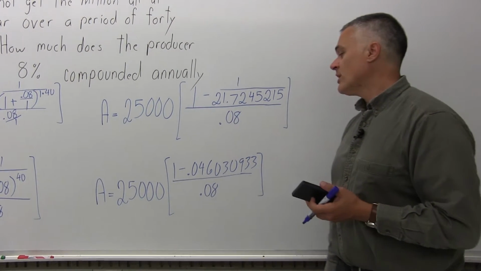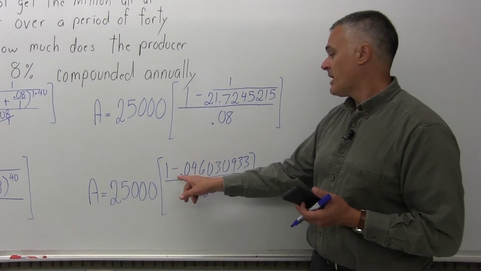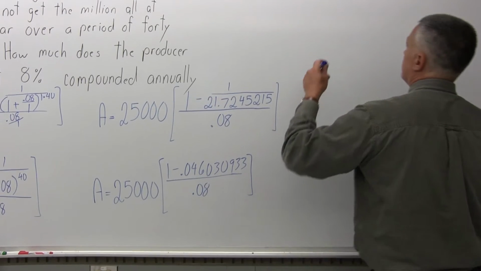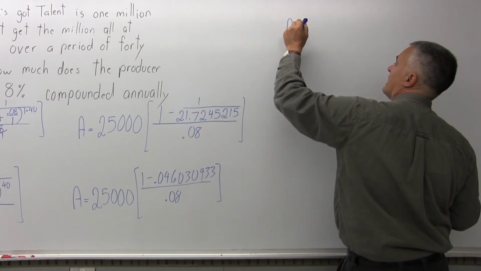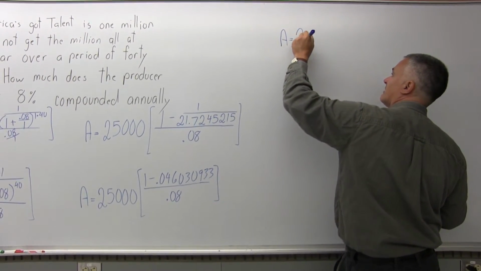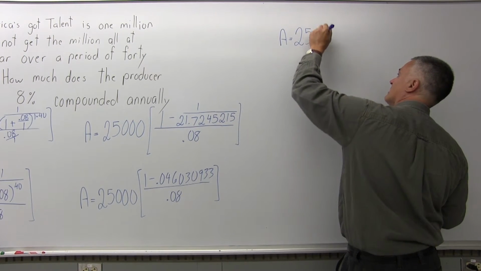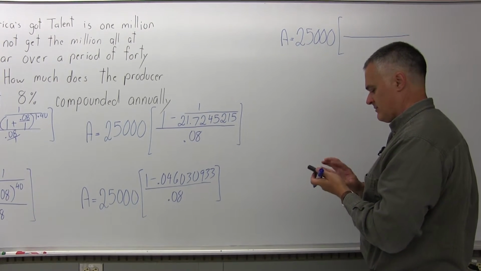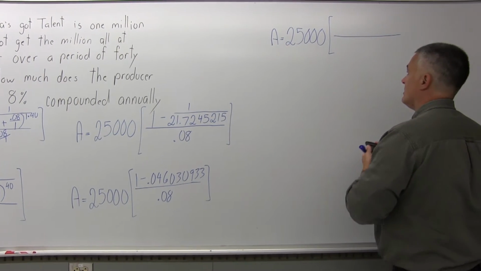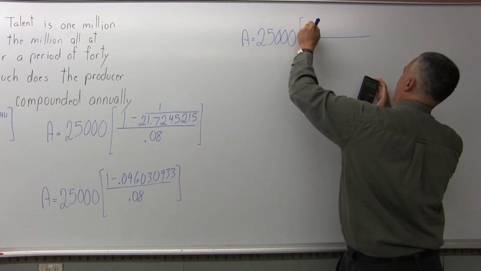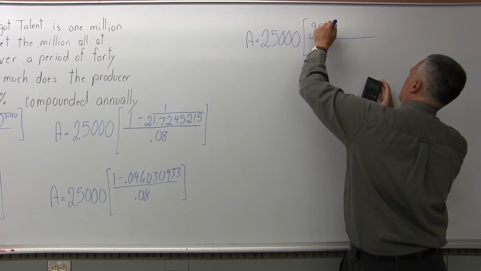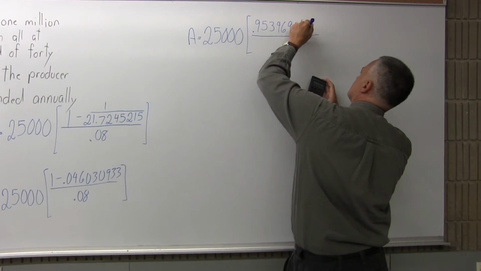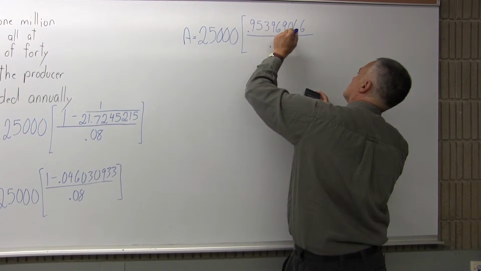So in the numerator of the brackets, I have to do the subtraction 1 minus 0.0460300933. So that gives me a next version of my formula. A equals, don't forget this, still times 25,000 out in front of the brackets. And in the brackets, in the numerator, after you do that subtraction, you get 0.953969066, and in the denominator of the brackets, you still have 0.08.